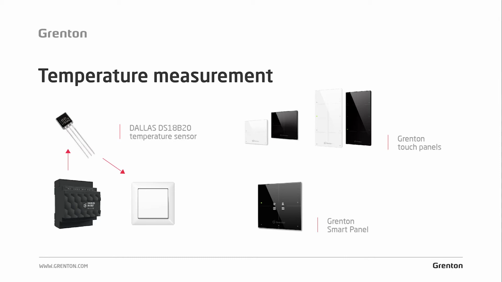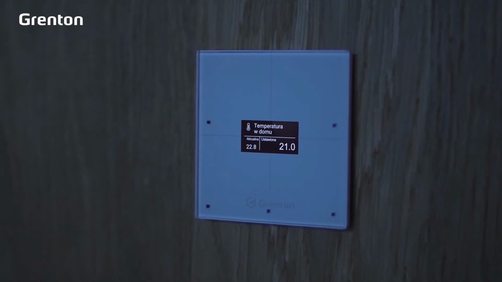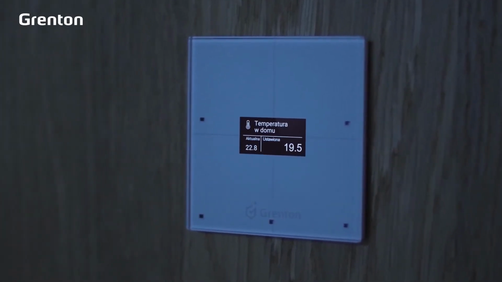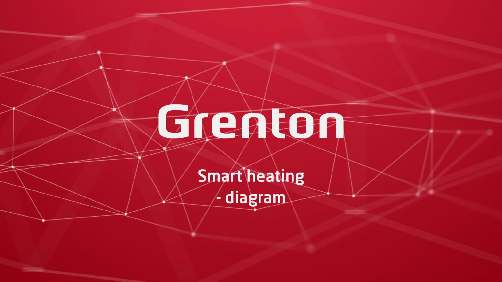The last element on the system side that can be used to measure the temperature is the Grenton Smart Panel. It, like our touch panels, has a built-in temperature sensor, but also has an LED display on which you can display a thermostat to control the temperature in that zone. See now what an example of such a control system looks like.